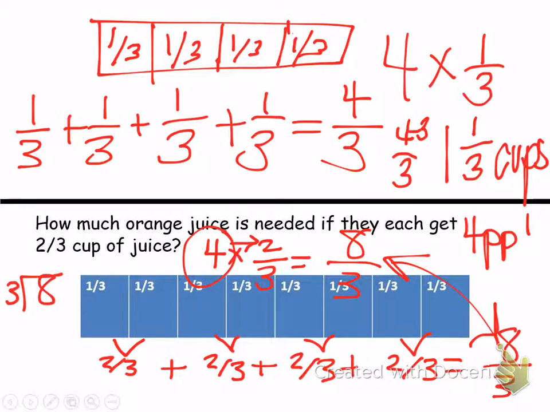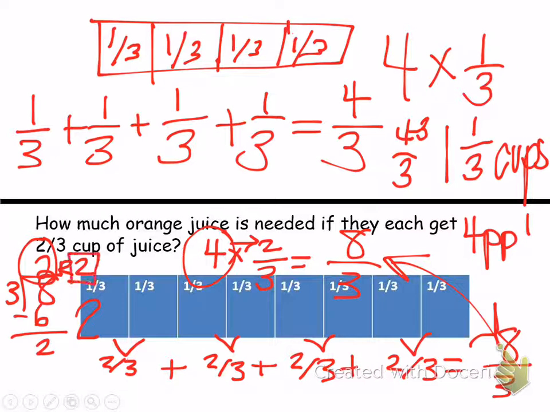And remembering how many times 3 goes into 8, it goes in 2 times. 3 times 2 is 6. I have to subtract. 8 minus 6 gives me 2. I cannot go any further, so I have 2 remainder 2, which can be written as a whole number of 2. So I need 2 whole cups.